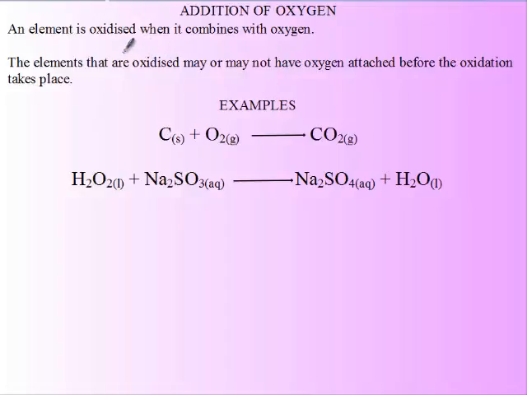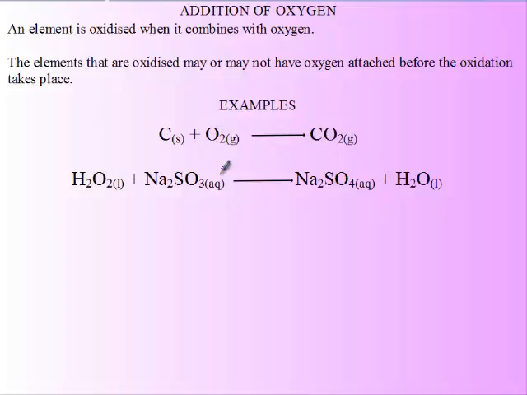Before we go on to the examples, let's read what we have here. An element is oxidized when it combines with oxygen. The elements that are oxidized may or may not have oxygen attached before the oxidation takes place. The substance going to undergo oxidation will eventually have more oxygen than it had before. And the substance that is going to be the oxidizing agent will have less oxygen than it had before.